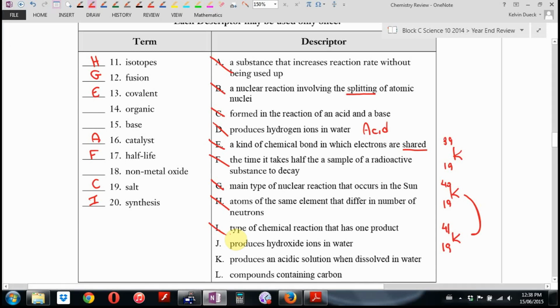What produces an acidic solution when dissolved in water? Oh, this was that. Yeah, that's obscure. Non-metal oxide, I think. Okay. Oh, I missed one, did I? Produces hydroxide. Hydroxide. What ends in OH? You know what? A base produces hydroxide ions in water. OH was the hydroxide molecule, the polyatomic ion. And compounds containing carbon. Most compounds containing carbon. L.